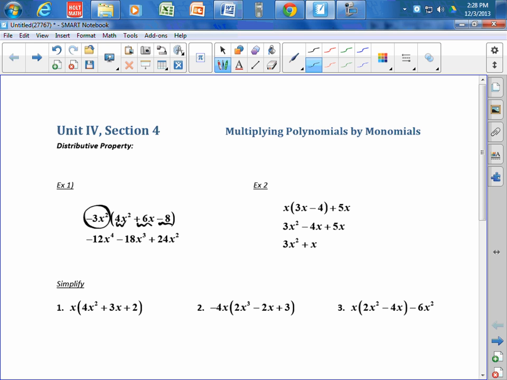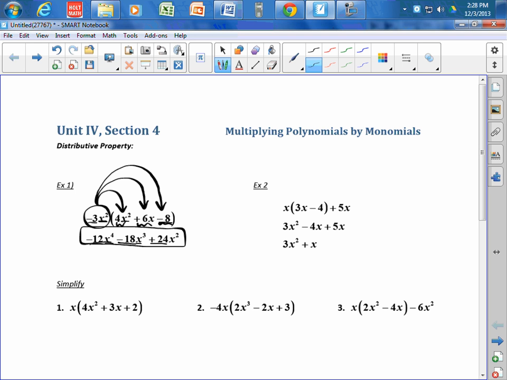What's negative 3x squared times 4x squared? Well, negative 3 times 4 is negative 12. What's x squared times x squared? X to the fourth. Then you're going to take negative 3x squared times positive 6x. Well, what's negative 3 times 6? Negative 18. What's x squared times x? X to the third. Then you're taking negative 3x squared times negative 8. Negative 3 times negative 8 is positive 24, and you'll have x squared. So your answer is negative 12x to the fourth minus 18x to the third plus 24x squared.